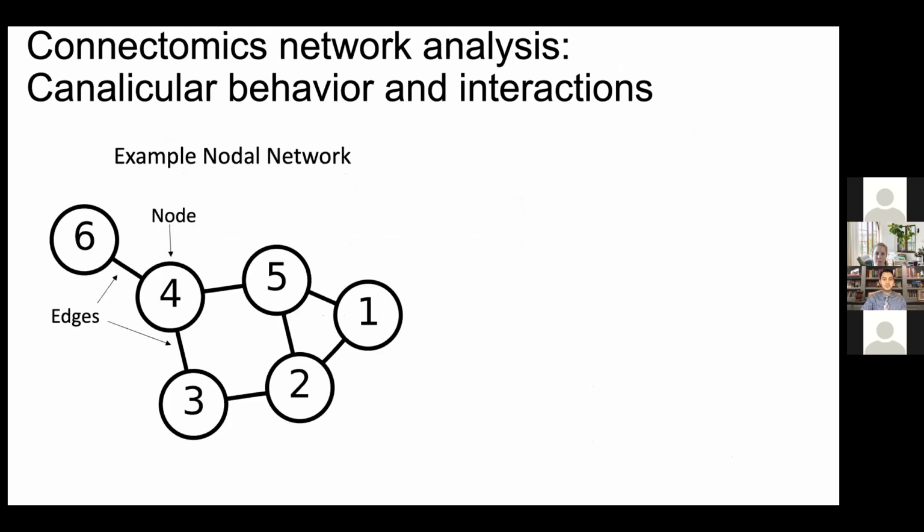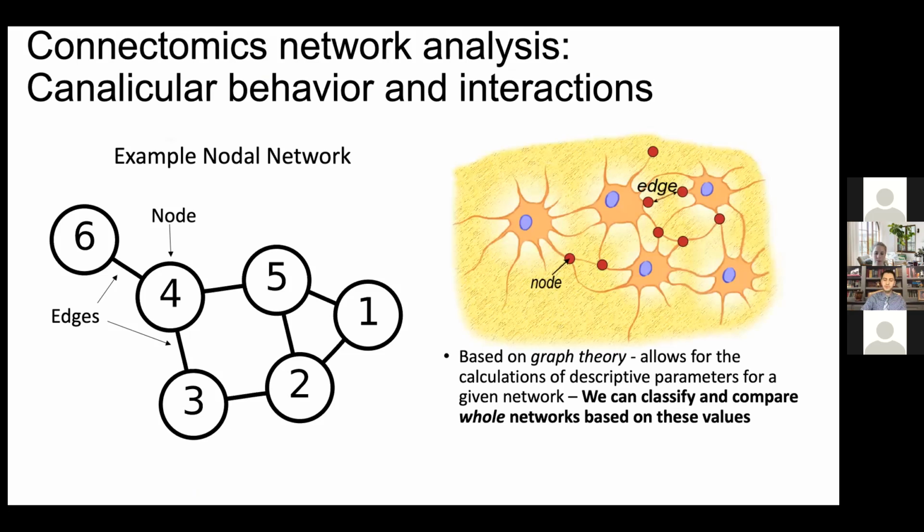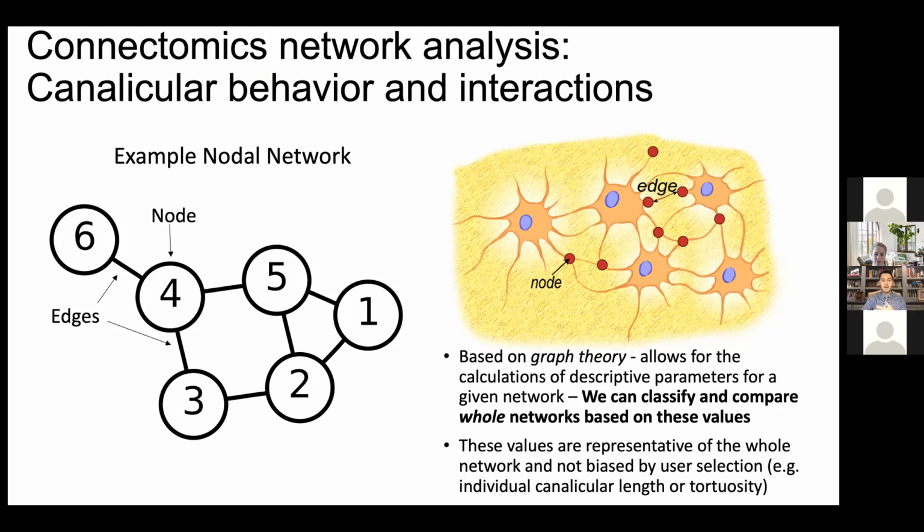So what is connectomics? It is most easily understood as an application of a nodal network, which is a collection of nodes or points connected to each other by a series of connections known as edges. So this is a mathematical map that is used to ask mathematical questions, and we can apply this to the osteocyte network as we understand the nodes to be interactions between canaliculi and cell bodies or themselves, and the canaliculi themselves are the edges in our map. So this approach based on graph theory allows us to ask classifying whole comparative network value questions, which is important because these kinds of analyses are not biased by user selections such as previous phenotypical scoring methods such as tortuosity or canalicular length, or wherever user bias is introduced.